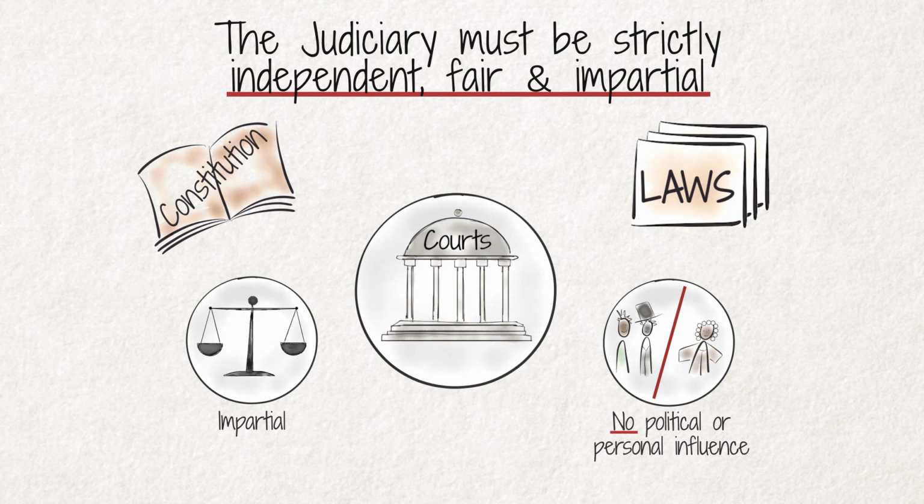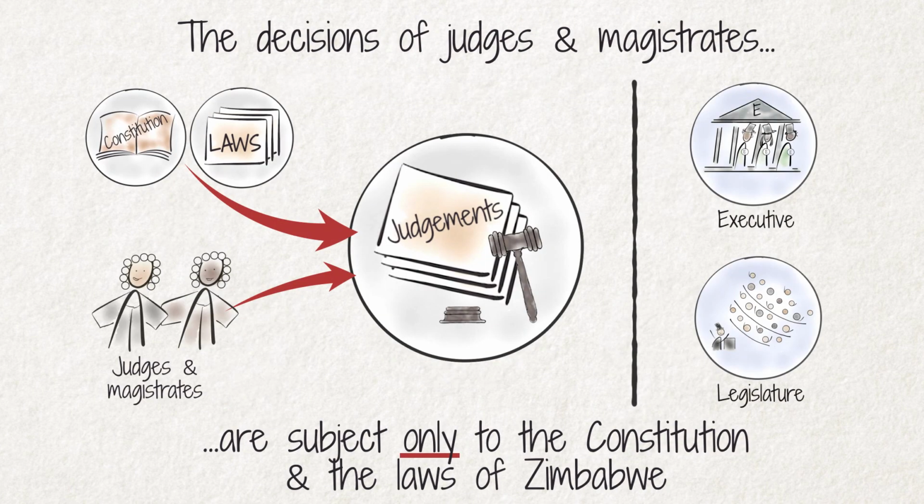To fulfill its role, the judiciary must be strictly independent, fair, and impartial. Judges cannot promote the interests of a political party or an individual. The decisions of judges and magistrates are subject only to the Constitution and the laws of Zimbabwe. They cannot be interfered with by the executive or the legislature.